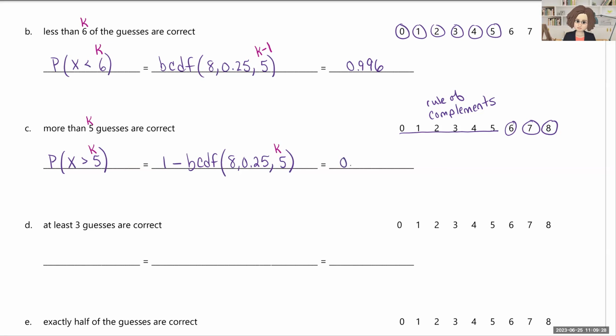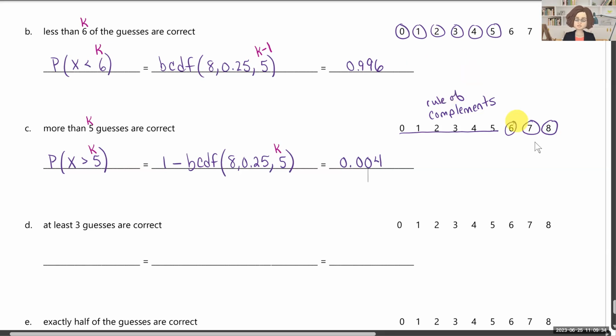That will be 0.004. So remember, they're just guessing questions. So out of 8 questions, it's pretty unlikely they're going to get more than 5 correct. Pretty small chance.